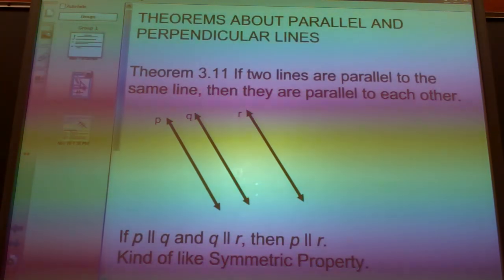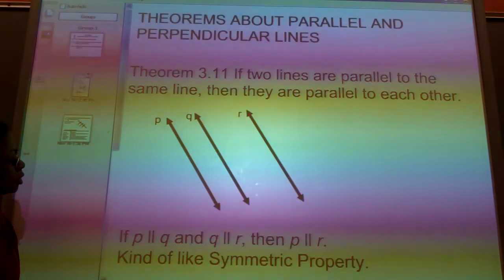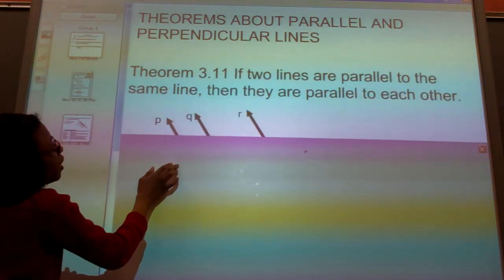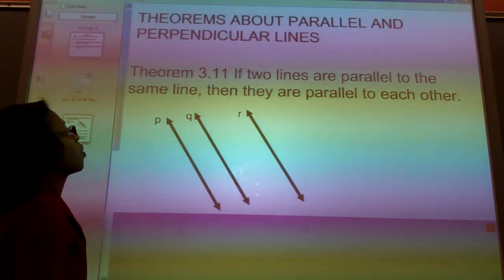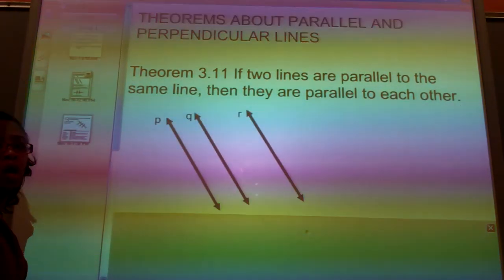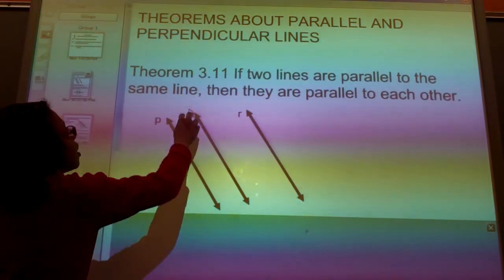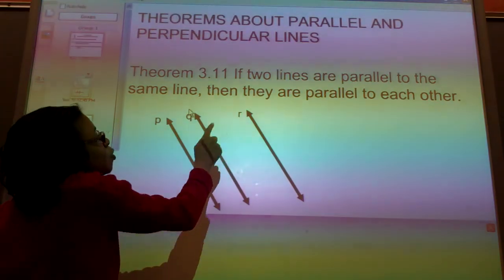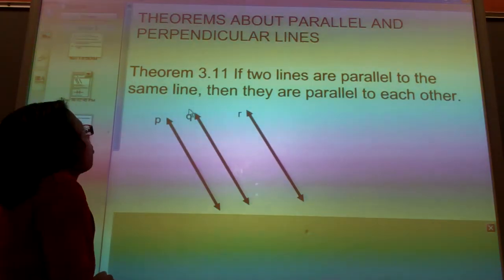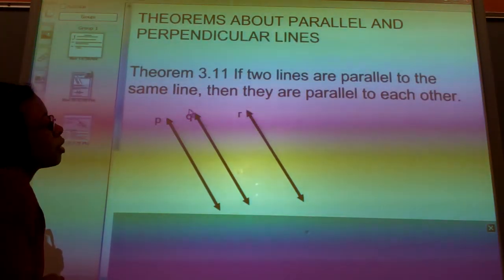All right, we're going to learn about theorems about parallel and perpendicular lines. This should be rather easy and quick. This particular theorem doesn't have a name, it just has Theorem 3.11, but you need to know the definition. It says if two lines are parallel to the same line, then they are parallel to each other.